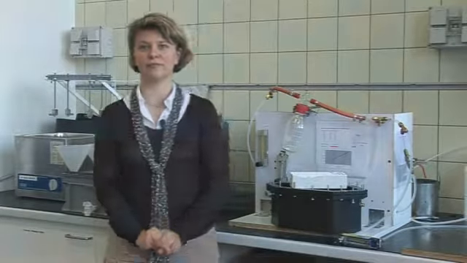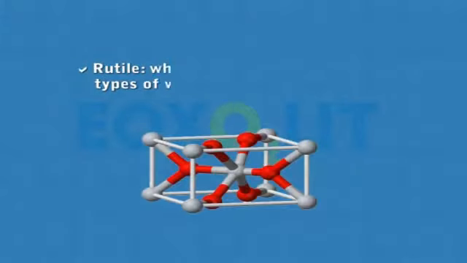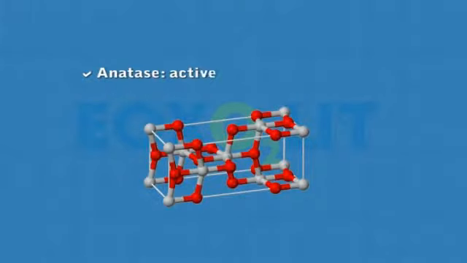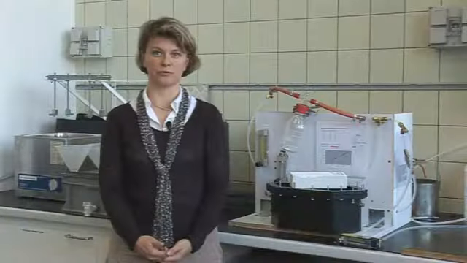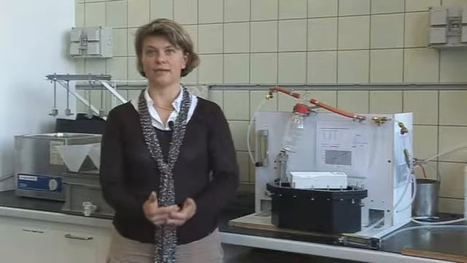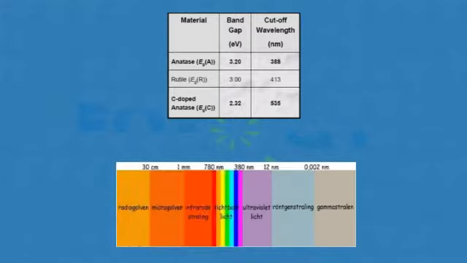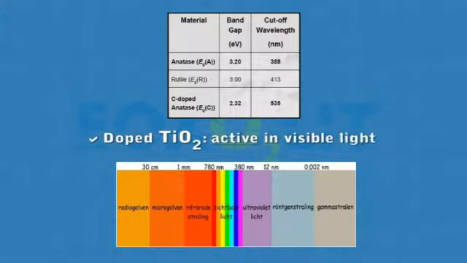First of all, you have the rutile form, which is the pigment widely used in any white material. This form, unfortunately, is not active towards light. The other form, the anatase, will be activated by light, so will take the energy and form radicals to interact with pollutants. This form, anatase, is mostly not active by visible light. For that we use doped titanium, which will become active also with the visible light.